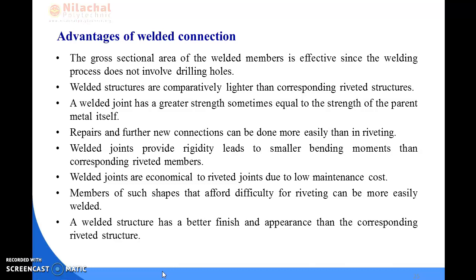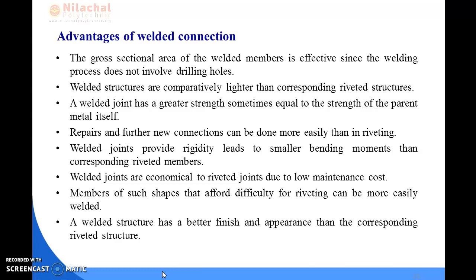The next one is that members of such shapes that afford difficulty for riveting can be more easily welded. So you can provide any kind of shapes and they can be joined by welded connection. But in case of bolted connection, we should take care about the pitch distance and edge distance, keeping a minimum or preferable distance. Then we can provide bolting. But in case of welding connection, there is no provision of this kind of distance.